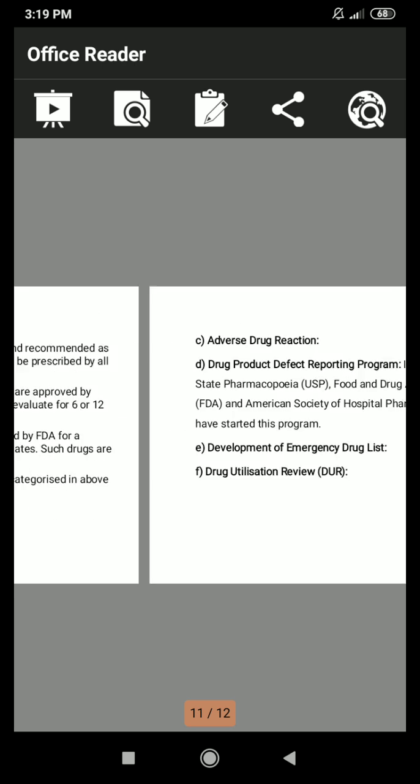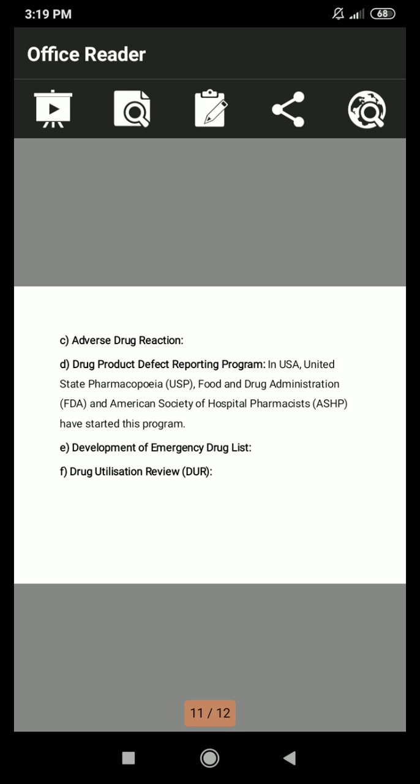Then next is adverse drug reaction. In that, the P&T committee has to develop the procedure so that adverse reactions are reported promptly. The committee generally prepares an adverse drug reaction form which is made available at every nursing station. The attending physicians complete the form and report to the clinical pharmacologist or the chairman of the P&T committee.